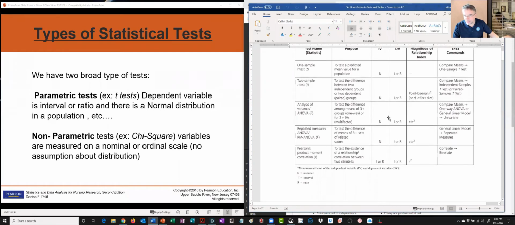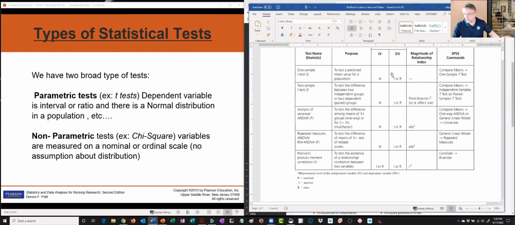So we're looking at the independent variable and the dependent variable. So last week we did all interval ratio, right? All quantitative stuff. So that's parametric tests. For the non-parametric tests like chi-square, we're going to look at chi-square tonight. So they're measured on a nominal or ordinal scale with no assumption about distribution. This is the non-parametric. We're looking at categories or ordinal variables that just have a scale to them.